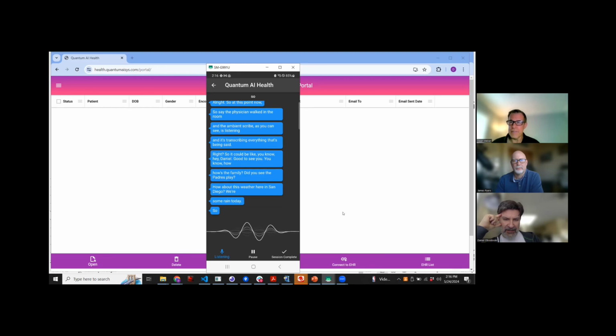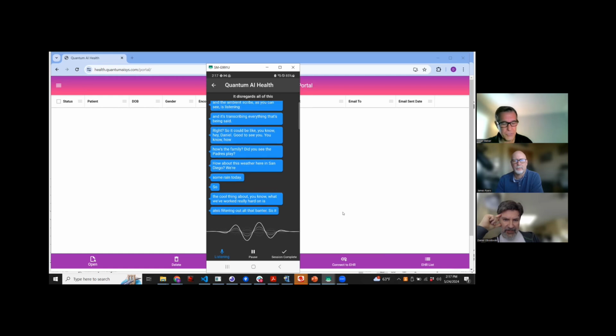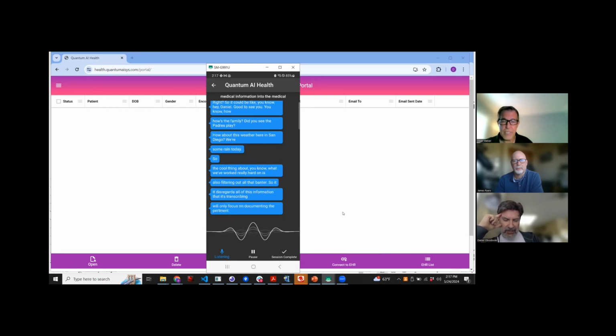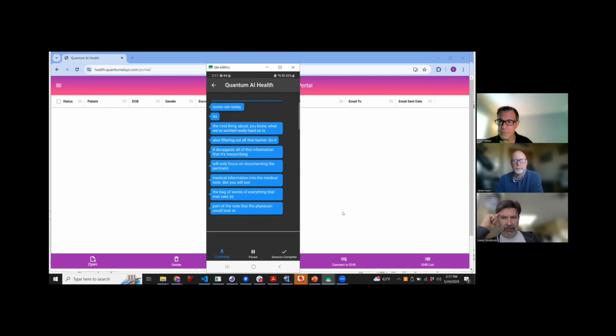The cool thing, what we've worked really hard on, is also filtering out all that banter. So it disregards all of this information that it's transcribing, and it will only focus on documenting the pertinent medical information into the medical note. But you will see the bag of words of everything that was said as part of the note that the physician could look at, as we had mentioned before.